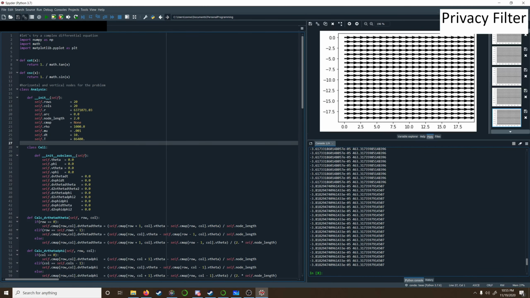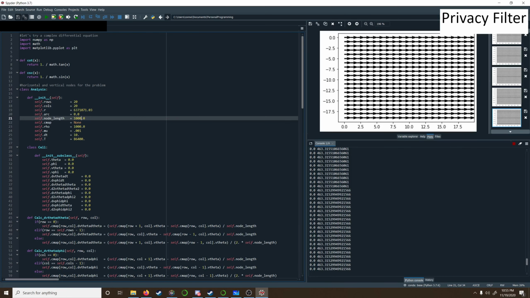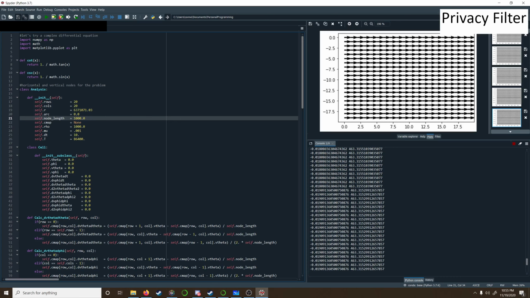Now, if we try something big, like on the order of 1,000, right? So this gives us 20,000 in each direction. Now we can start to see a few bigger numbers showing up. No longer are we dealing with 10 to the minus 5, right? This is 10 to the minus 2.